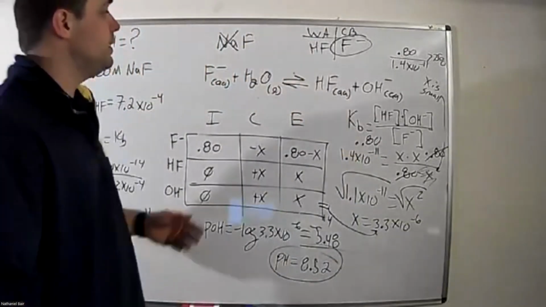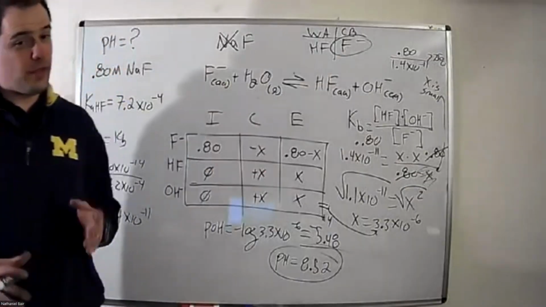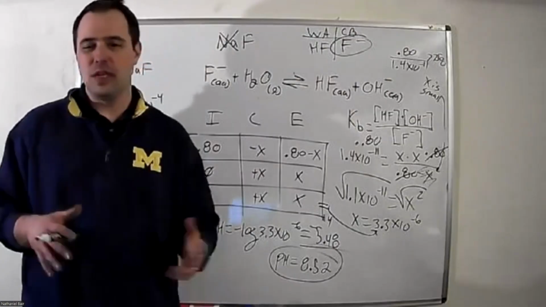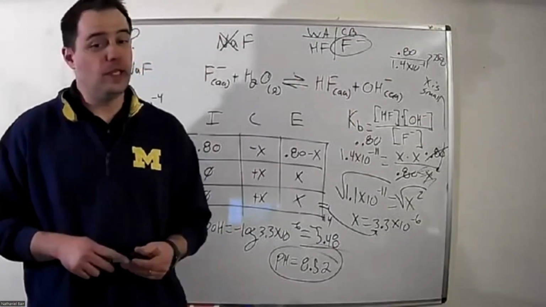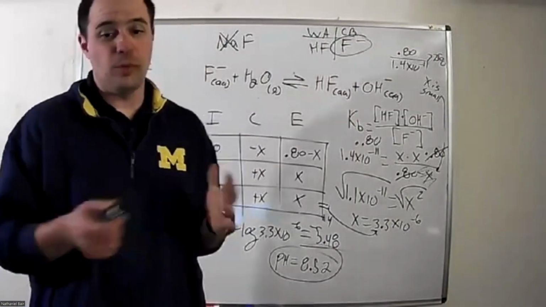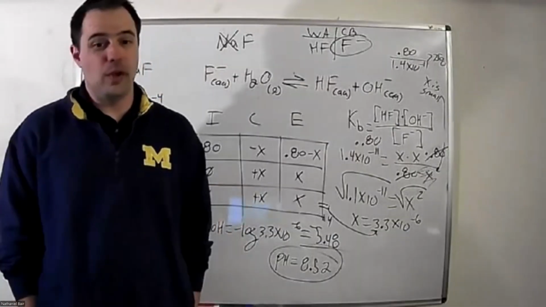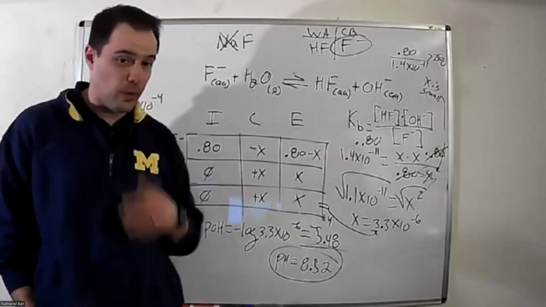Here's another great feeling. You ready? We said this was a basic salt. At the end, you better get a basic pH, right? And we did get a basic pH. It was 8.52. Never a good feeling if you predicted it was a basic salt, you do a whole bunch of math and you get an acidic pH. That is not good, right? Something went wrong, and then you've got to try to figure out what went wrong.